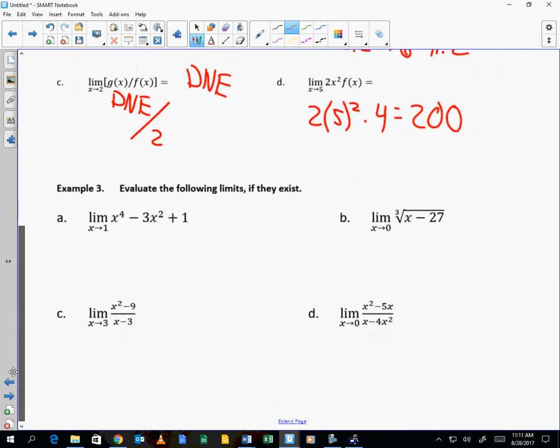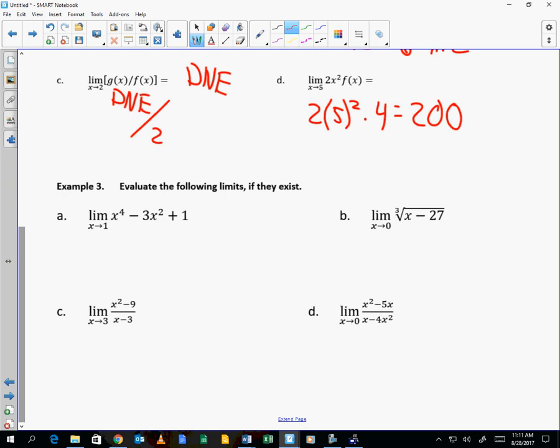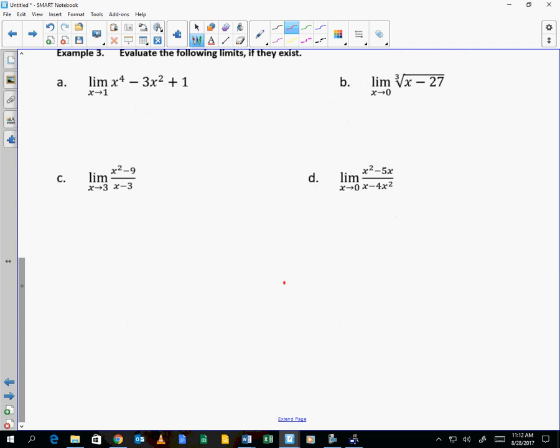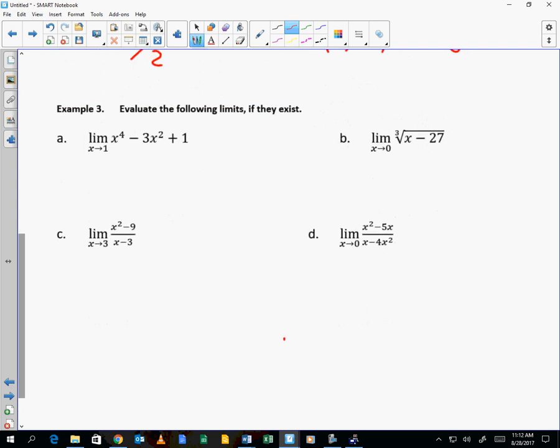So now you've seen graphs, you've seen tables. Now let's just do a little bit of basic algebra. Evaluate the following limits. As soon as you see a limit, the first thing you like to do, especially if you have a polynomial, is just plug in the value and see what happens. If we plug in 1, do we get an output? 1 minus 3 plus 1. Nice and easy, right? Can we plug in 0 here and get a value?